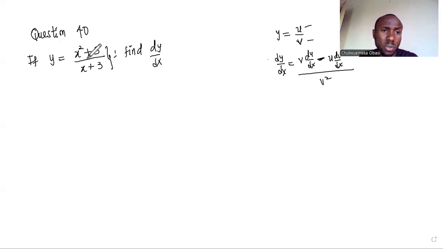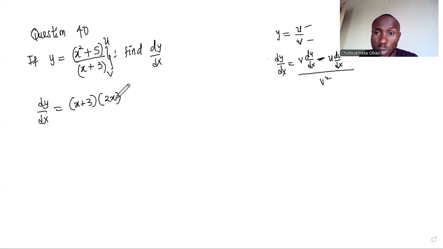So let us go right into this video, and you can see in this case this could be my u, and right here this could be my v. So if I want to differentiate y with respect to x, I just simply hold my v, which is x plus 3, and I'll differentiate my u. So differentiating x squared plus 5 is just going to be 2x. I hope you guys know that differentiating x squared is 2x, and differentiating 5 is 0 because they're constant.